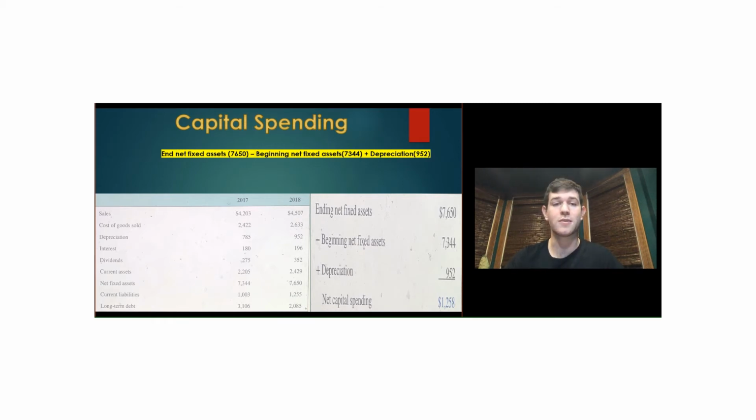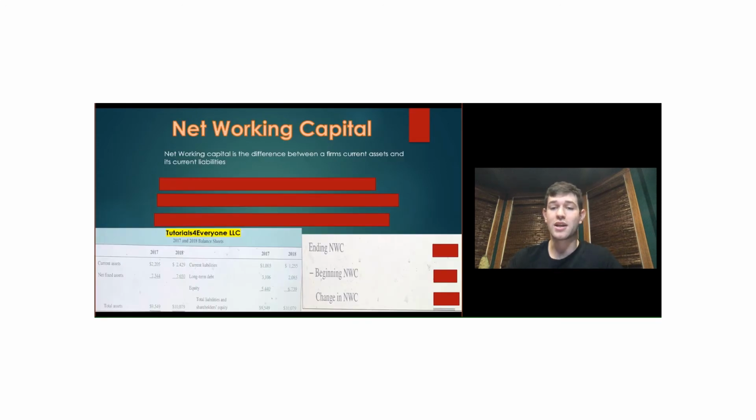That's our capital spending. Now we're going to do net working capital. The formula for net working capital is the end net working capital minus the beginning net working capital. Simple. And that calculates the change in net working capital. Pretty straightforward. How do we find the end net working capital? So we have to go to our most recent year, which is 2018, and we take our current assets. So in 2018, current assets was 2,429, and you subtract current liabilities, which was 1,255, and we get 1,174. That's our end net working capital.